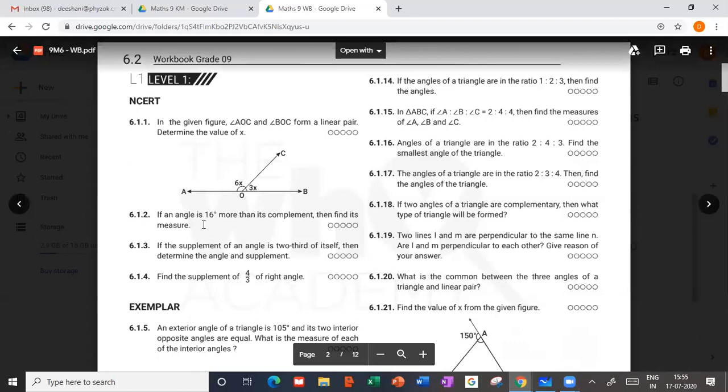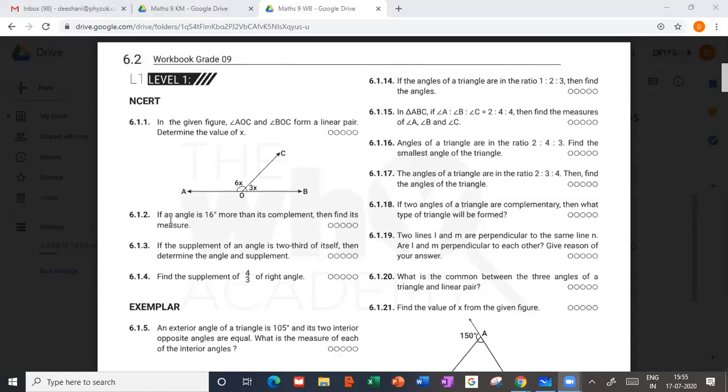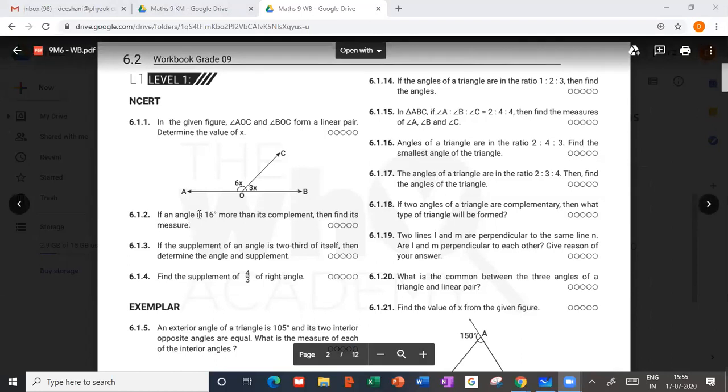Yeah, Elena, I just said that the question says if an angle is 16 degree more than its complement, find its measure. So basically they're asking you for the measure, the value of the angle which is 16 degree more. So you'll have to do x plus 16. That value you need to write in the end as the final answer. Okay, so seems that everybody got that. So then we'll do the next one.